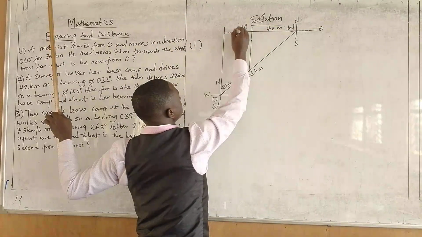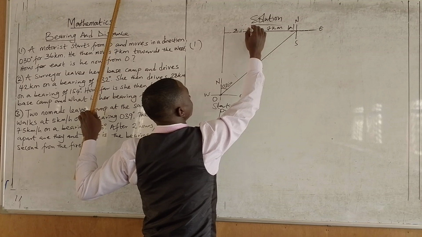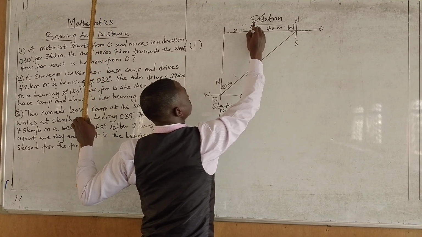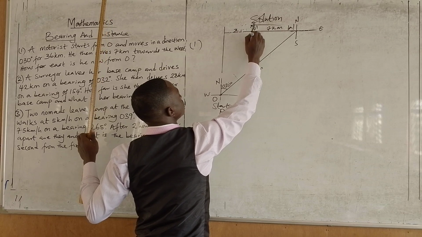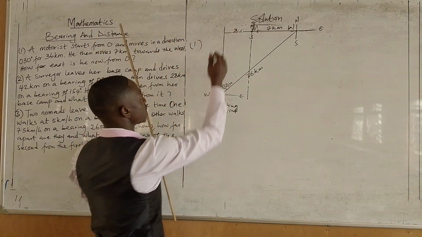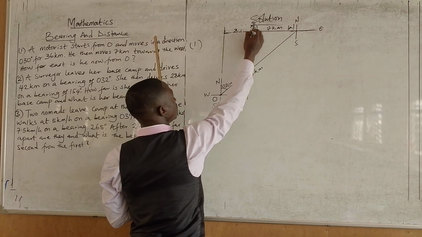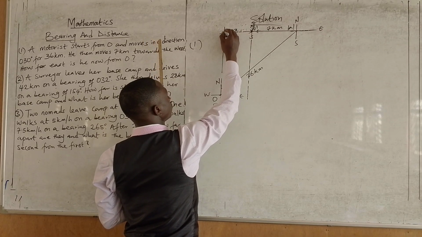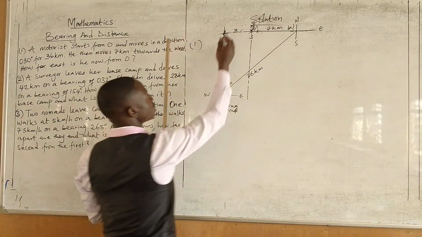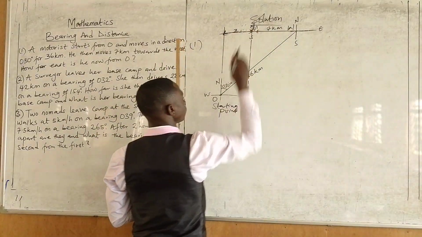So let me call here x. This is M, where the motorist is. Here is the north of the motorist, here is the south, here is the east, and here is the west. All right, so we are looking for distance x. Distance x is from here to here. That's what distance x is, and that is what we are asked to find.